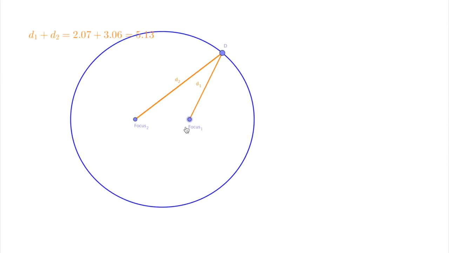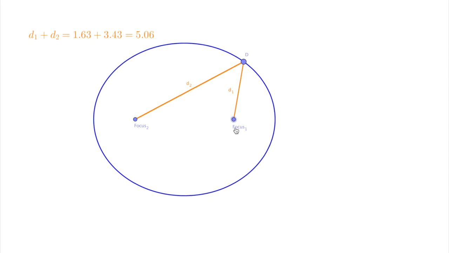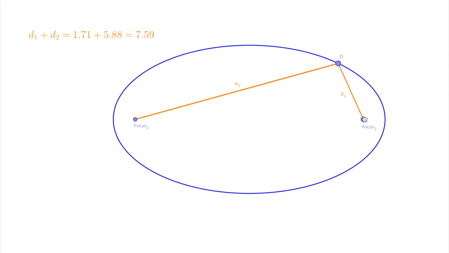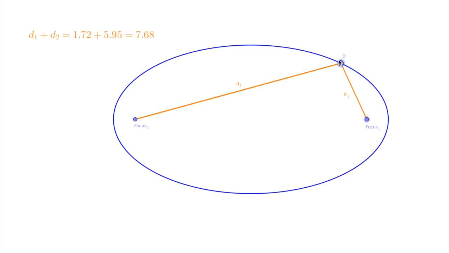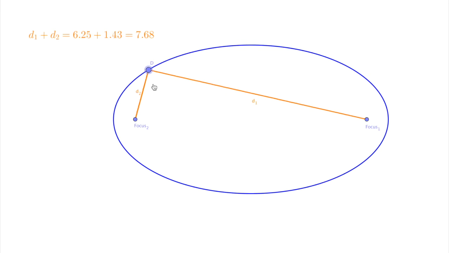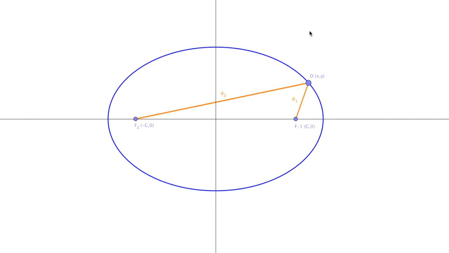So manipulating just the foci changes the shape of this ellipse. But that relationship that D1 and D2 have to add up to a constant never changes. So as I move the D around, that 7.68 stays exactly the same for all these points along the curve. Alright, before we move on to the algebra part of the ellipse, there's one thing to notice. The distance from the center to the foci we're going to call the distance C.